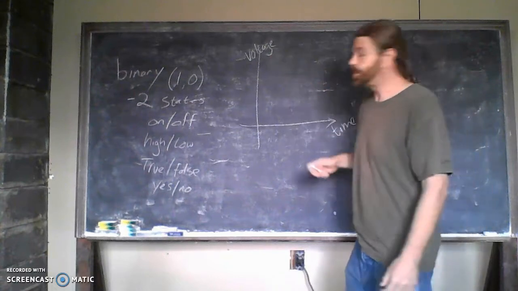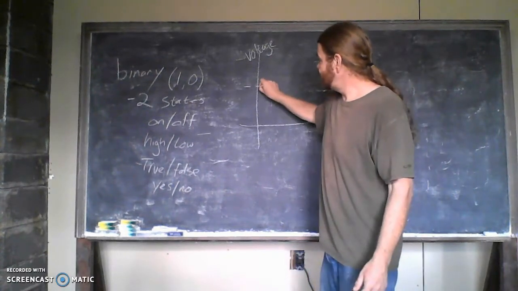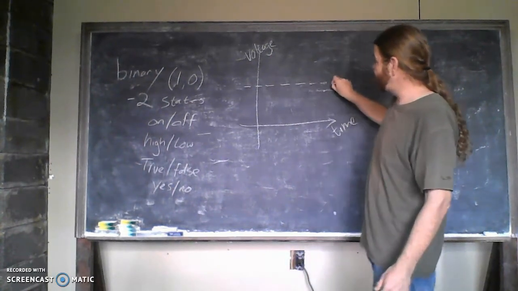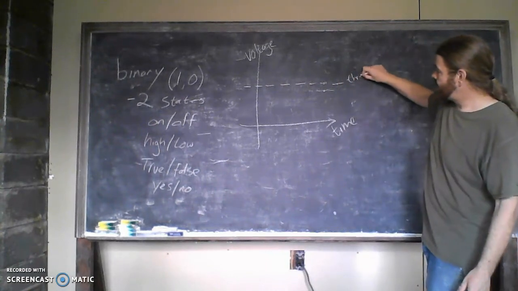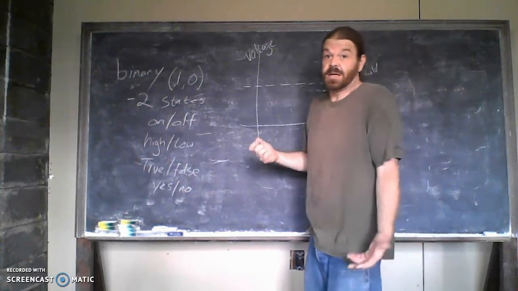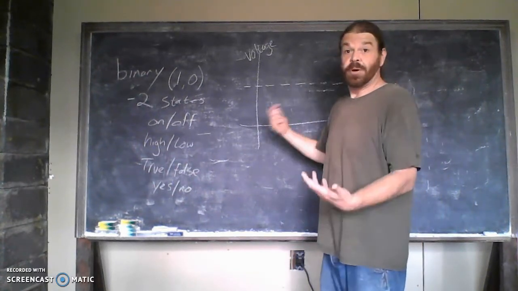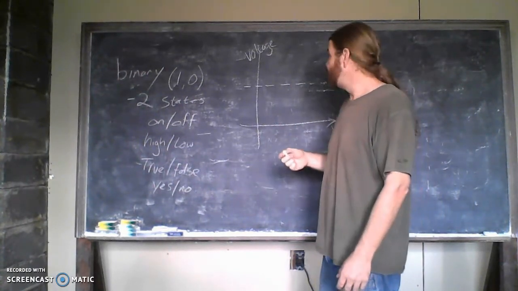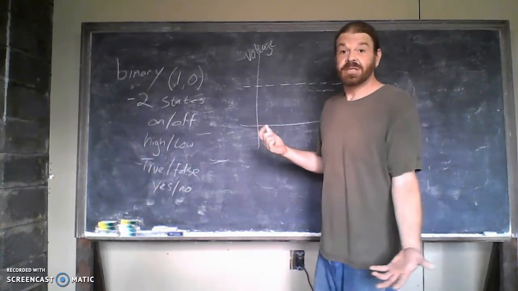So we control the voltage. And really what we do is we put some sort of threshold. And then our voltage is either above or below that threshold. Most processors nowadays are going to be at 1.2.